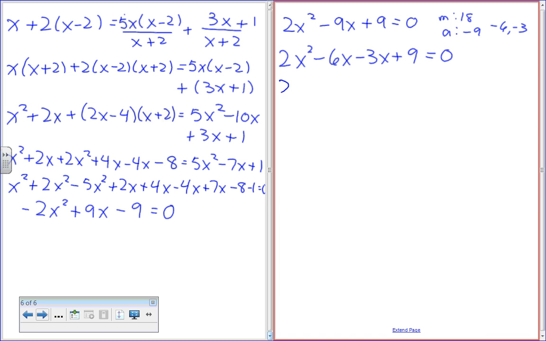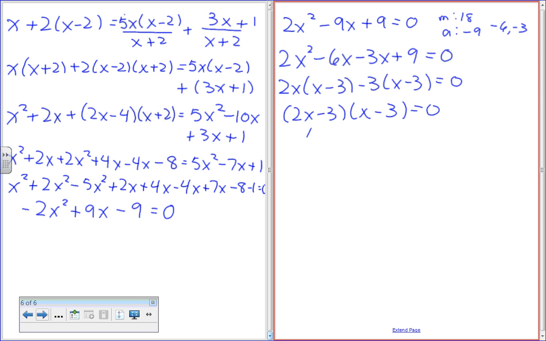I'm going to do this quickly. So 2x times x minus 3, minus 3 times x minus 3, equals 0. So 2x minus 3, x minus 3, equals 0. x equals 3 over 2, x equals 3. What are my restrictions? Either of those? I don't think so, so we're okay.